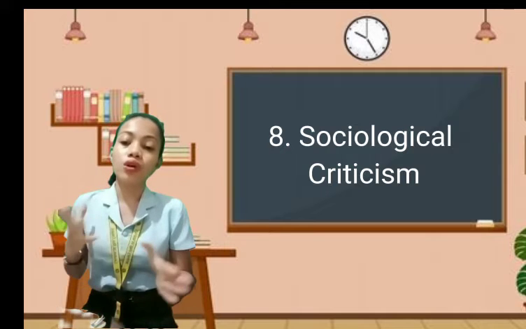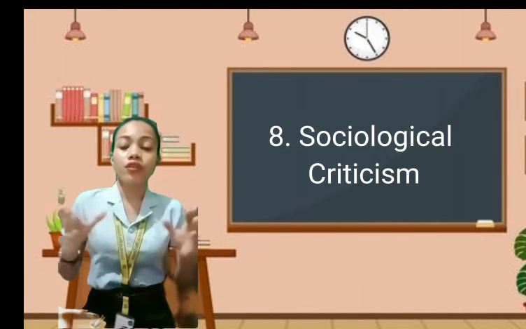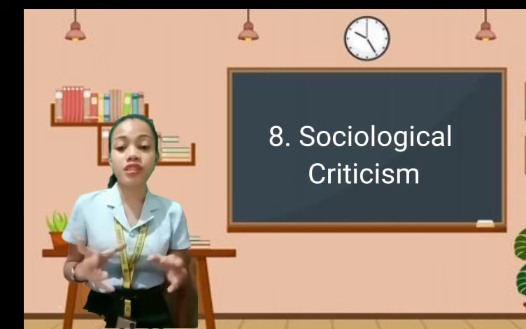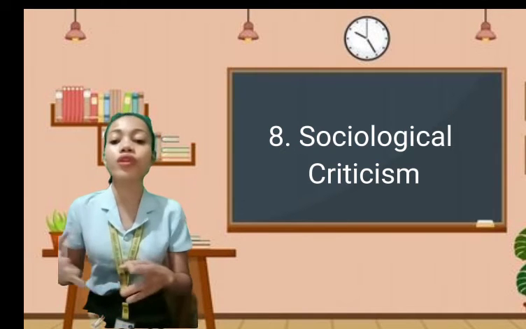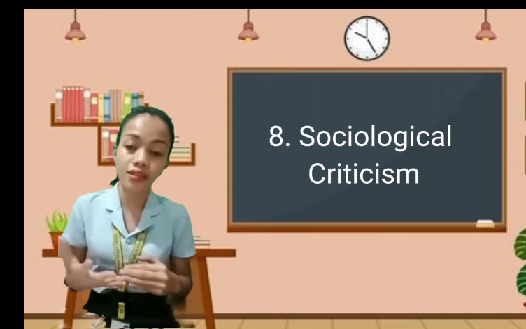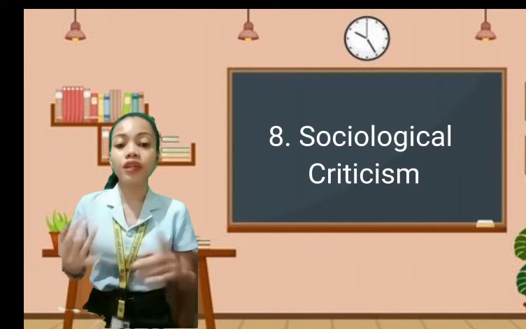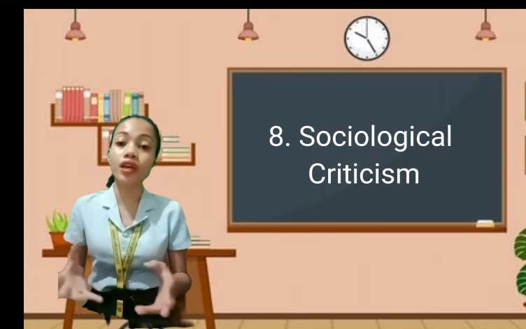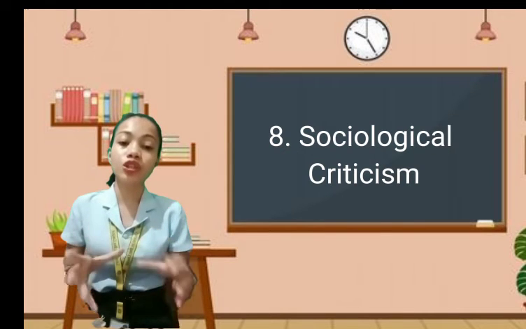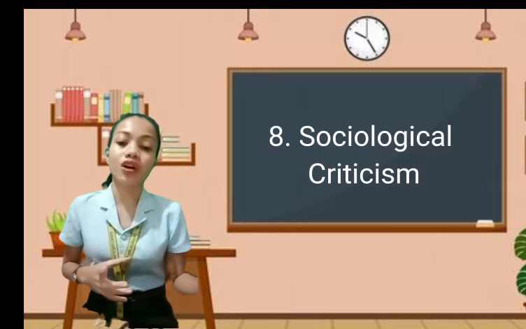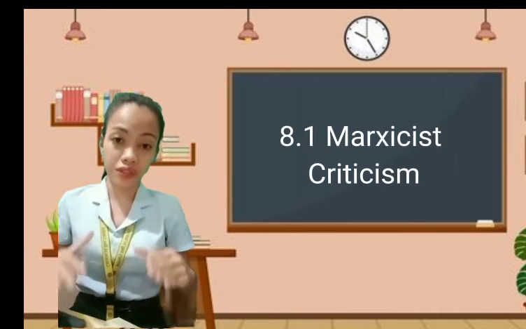So, what are the focuses of sociological criticism? The focus of sociological criticism is on the beliefs and values of a society and how they are reflected in a text. It also focuses on economic, political, and cultural issues within a literary text. The most important thing is that literature is a reflection of the society that created it. So next is the Marxist criticism.